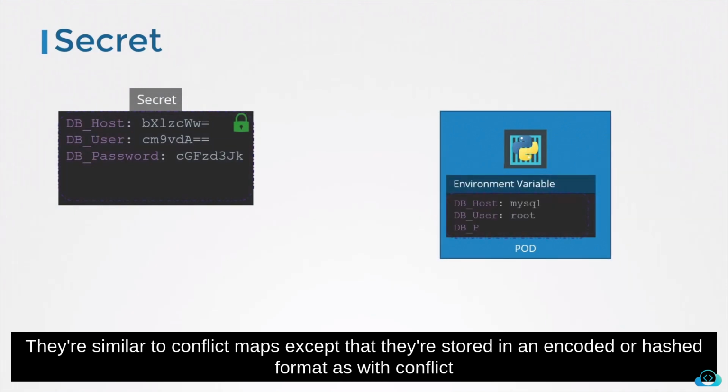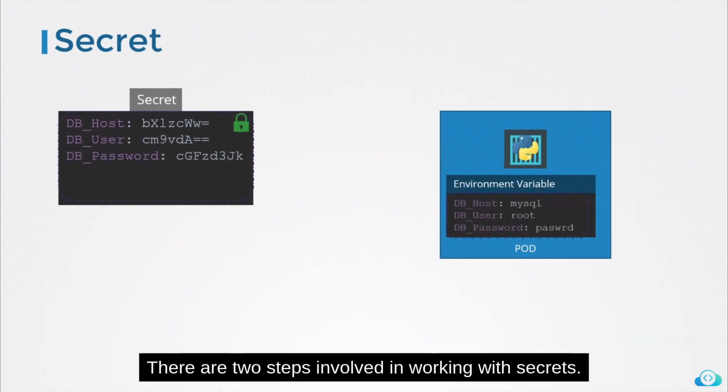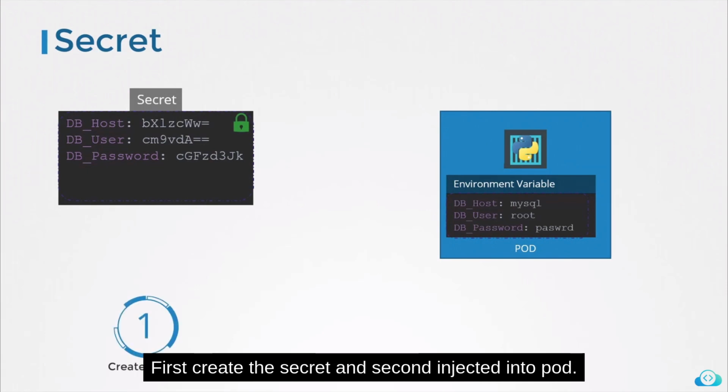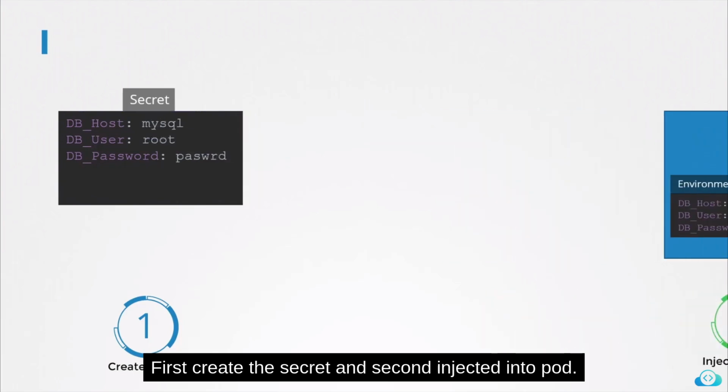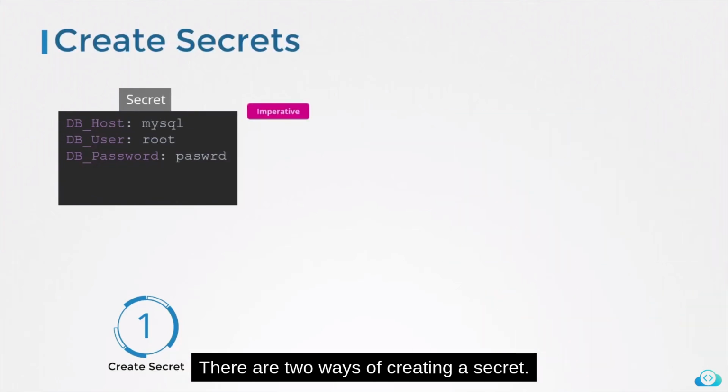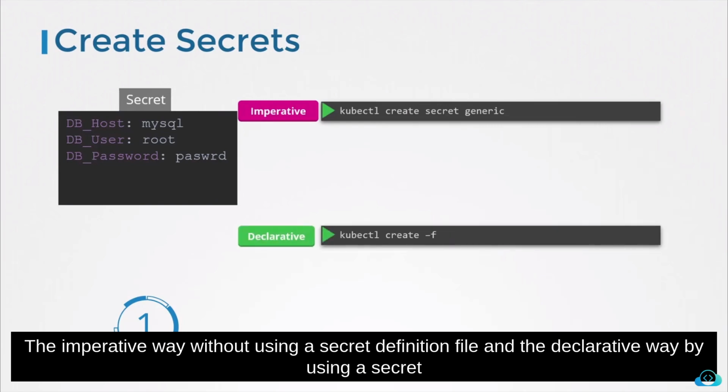As with config maps, there are 2 steps involved in working with secrets. First, create the secret, and second, inject it into the pod. There are 2 ways of creating a secret: the imperative way, without using a secret definition file, and the declarative way by using a secret definition file.